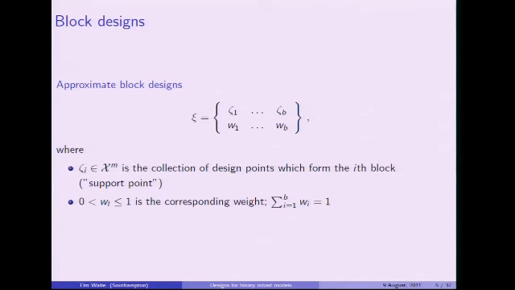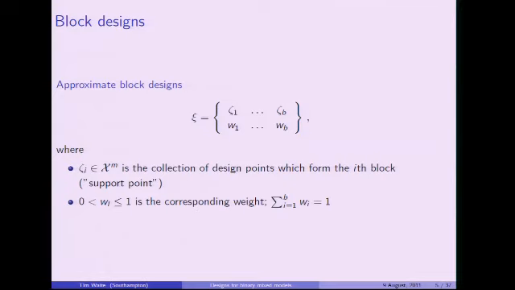The kind of designs we're going to work with are what we call approximate block designs, in which the block is of a fixed size. So what this means is that our design is essentially a collection of blocks where a block is just a set of m treatment vectors, together with associated weights for each of those blocks, such that the weights have to sum up to 1.